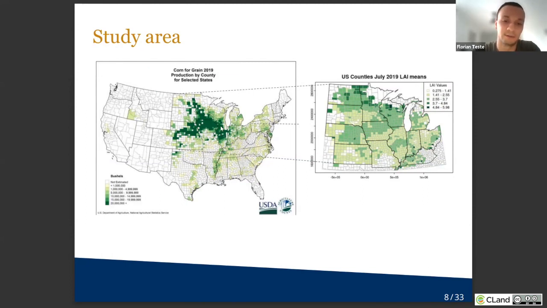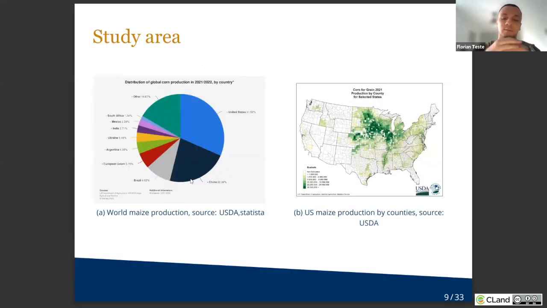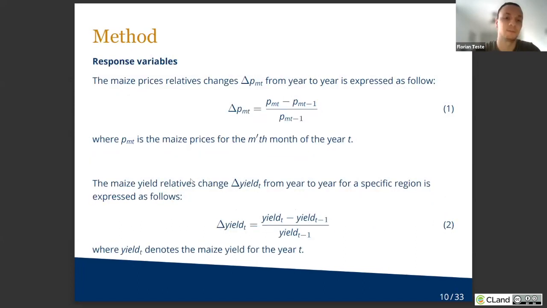This is the Corn Belt. And the Corn Belt produces approximately half of the US production, while the US itself produces approximately a third of the world production, which explains why the US production has a significant impact on the global prices. So now, I've said that we want to predict the maize price variation.